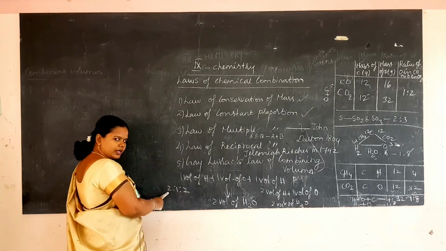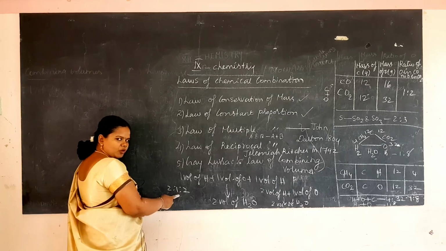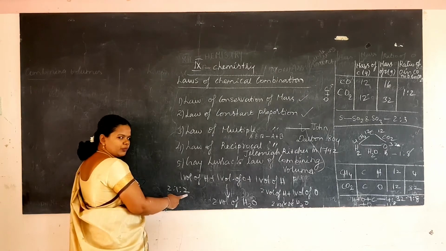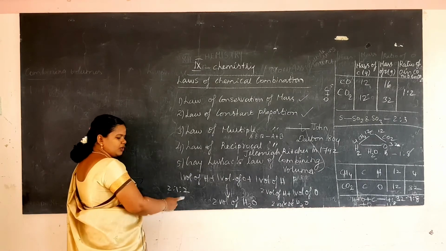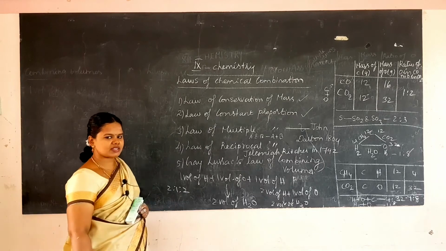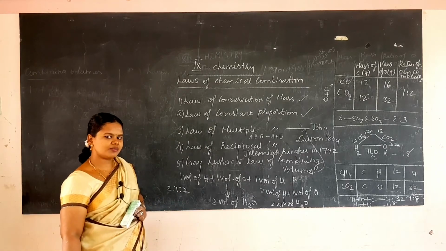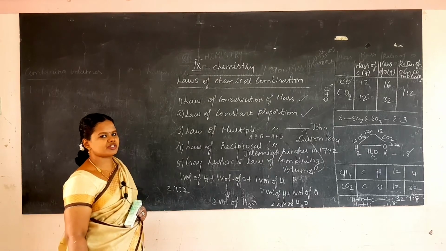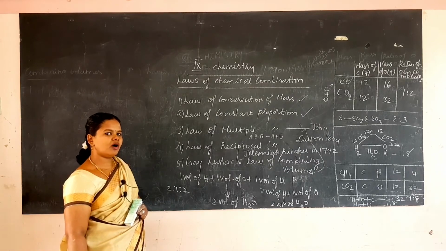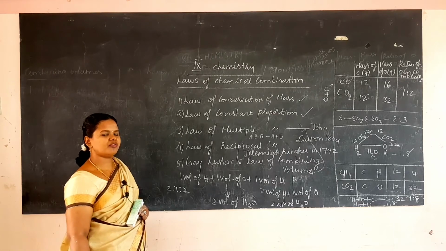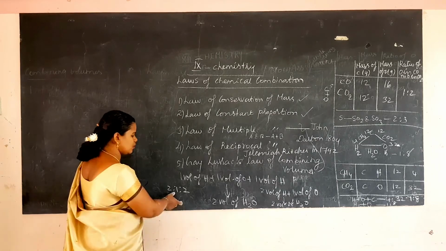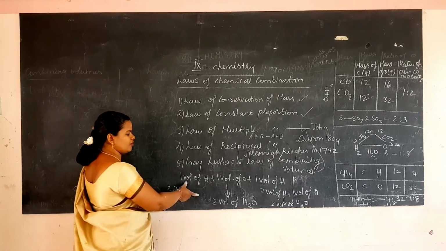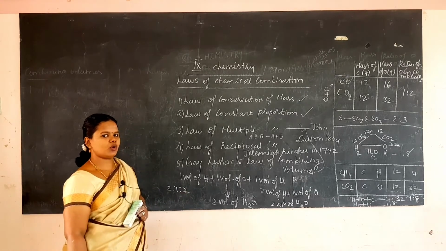2 volume hydrogen, 1 volume oxygen combine to give what? 2 volume water. So it has a simple numerical ratio. Okay, when gases combine together, they bear a simple numerical ratio when measured under standard conditions of temperature and pressure. That is our what? Law of combining volume or law of gaseous volume. So this is how we have confirmed that. This is an example for law of gaseous volume.